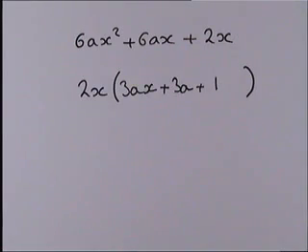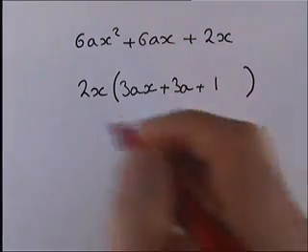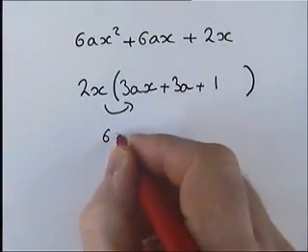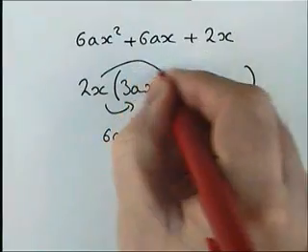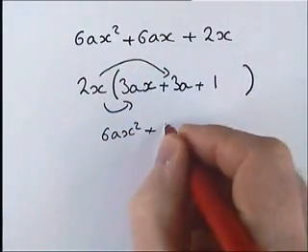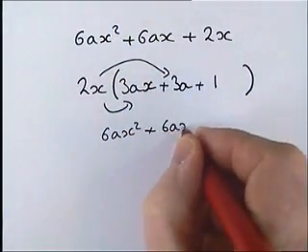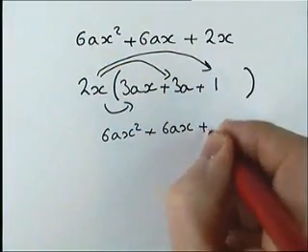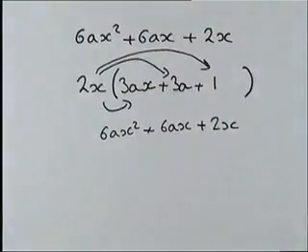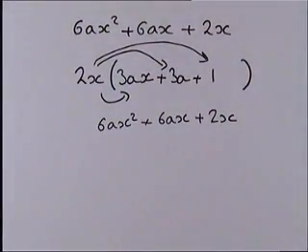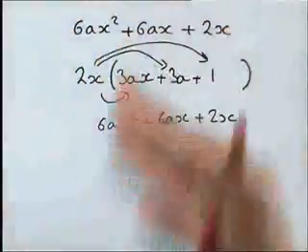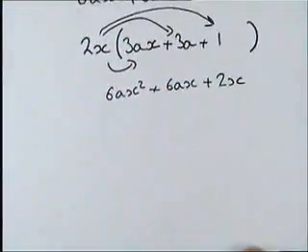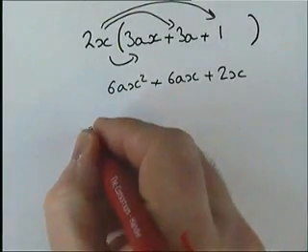Okay. So if you multiply that out now, let's just check. Multiply the first pair, we get 6ax squared. Multiply the next, we get 2 times 3 is 6, and x times a is ax, and finally 2x times 1 is 2x. So we can confirm that we did factorise it. Now we could factorise that with 3 terms because there was a common factor between the 3 terms.